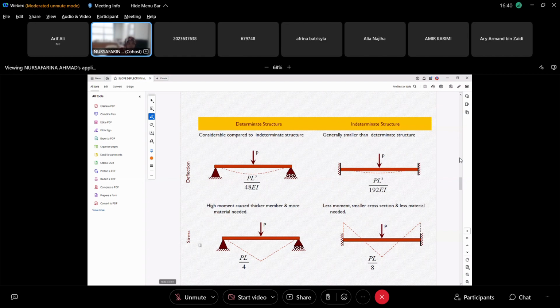In terms of stress, high moment causes a thicker member and more material needed. High moment, which is here, you have the high moment. So that's why the stress will be high. However, here it is less because the moment is scattered. In here, the stress is higher, and the stress is low here because it is distributed to the support.